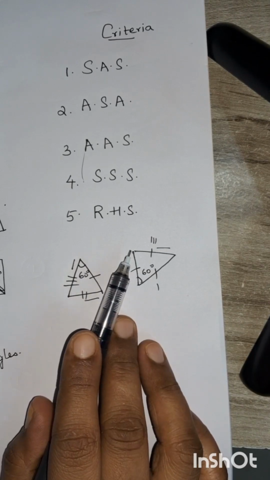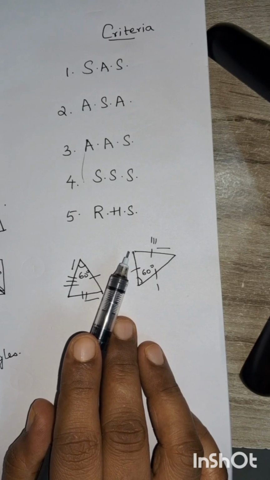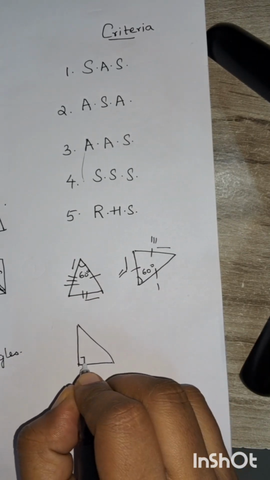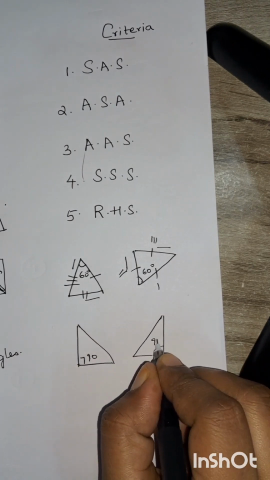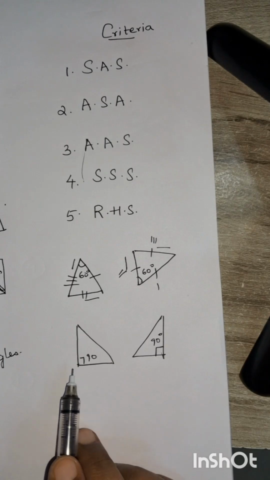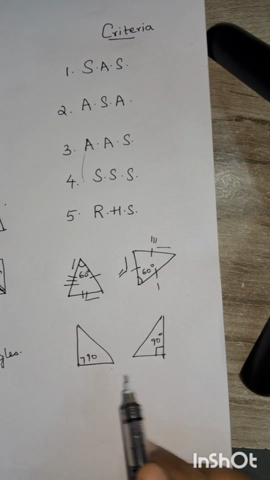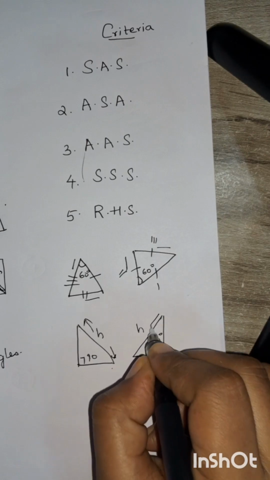If we are having two right angle triangles, let us draw two right angle triangles. Suppose this is the right angle triangle. Right angle triangle means 90 degrees. If in two right angle triangles the hypotenuse and one side of the triangle are equal, the hypotenuse means the longest side, the side which is opposite to the right angle, I am denoting it as h.